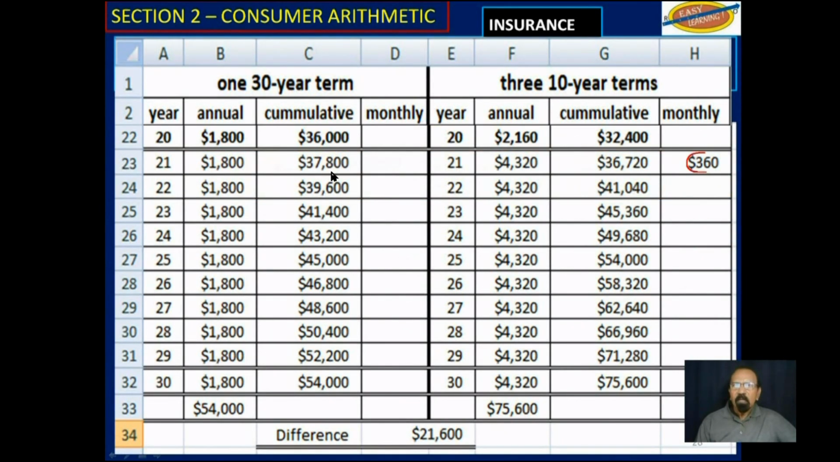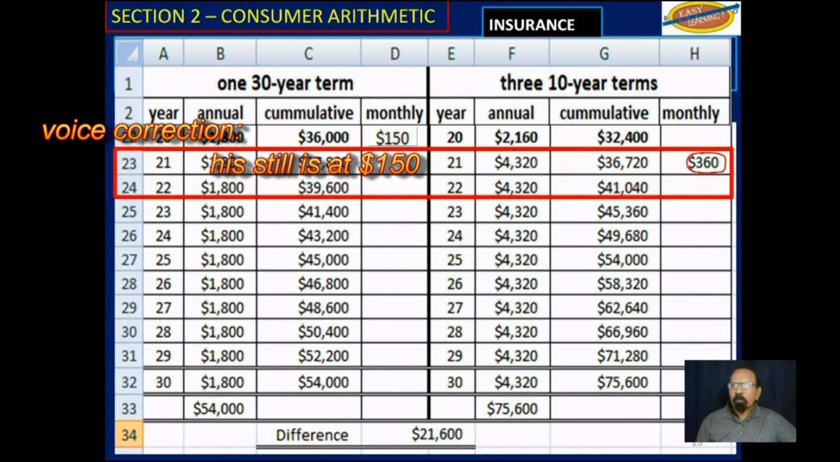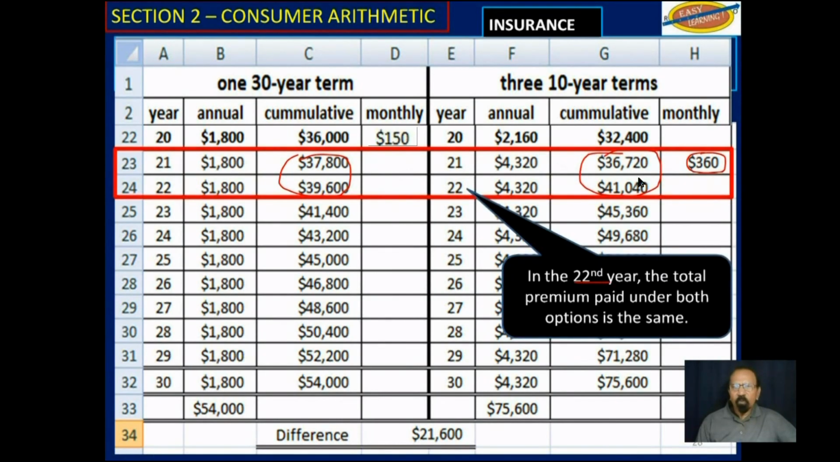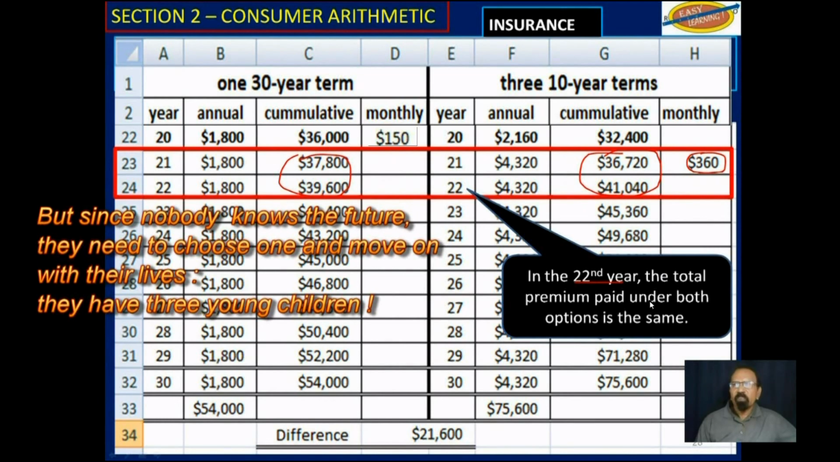The last 10 years, this premium now goes up to $360 per month. His still remains as 90, his plan. Note what happened here and here. So not until the 22nd year will the total premium paid be equal. So if he dies before the 22nd year, our plan is better. If he dies after the 22nd year, then his plan will be better.